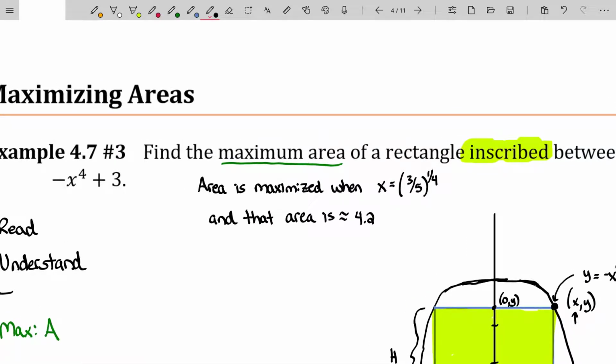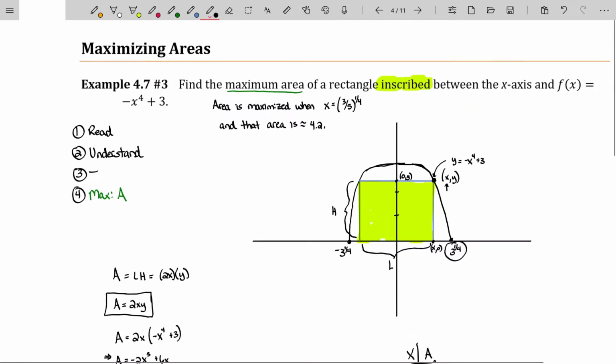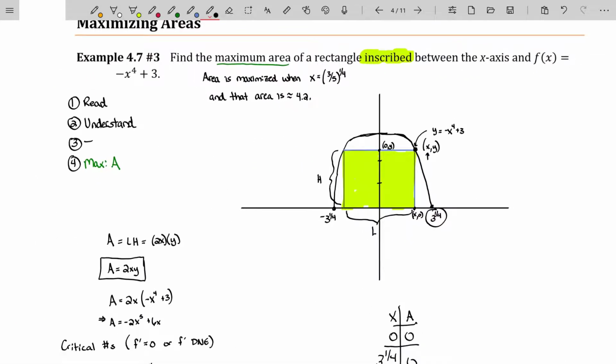So the area is roughly 4.2 square units. I don't know what the units for this problem are. Anyway, it doesn't really matter. All right, so this problem is done. Now we'll move on to the second problem.